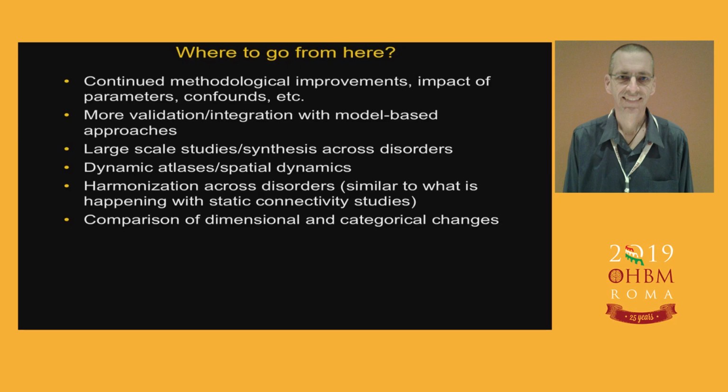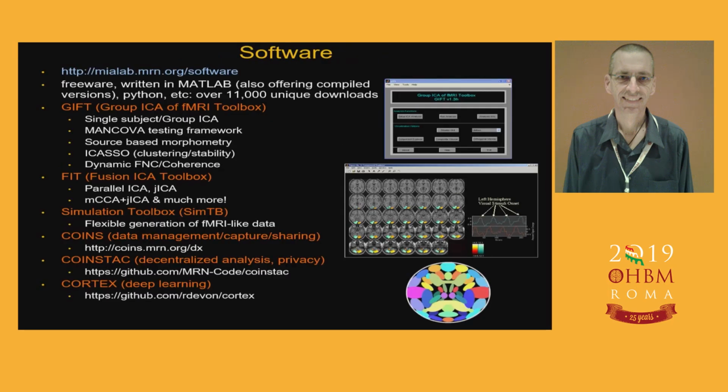We also need to look at whether these are specific or unique to one disorder, especially if we're interested in this as a marker of illness. And then finally, I think we should be comparing whether these are informative about both dimensional as well as categorical changes in disease. So with that, I will close.